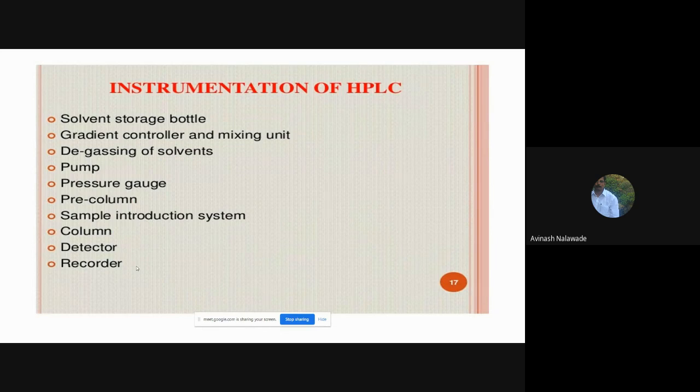Then another part is the sample injection or sample introduction system. We may introduce the sample in a manual way by using a syringe, or it may be an auto sampler. Okay. Then the column, that is the main column or the analytical column, and finally the detector, which may be of various types, and the recorder. So we are seeing this HPLC in these various parts.